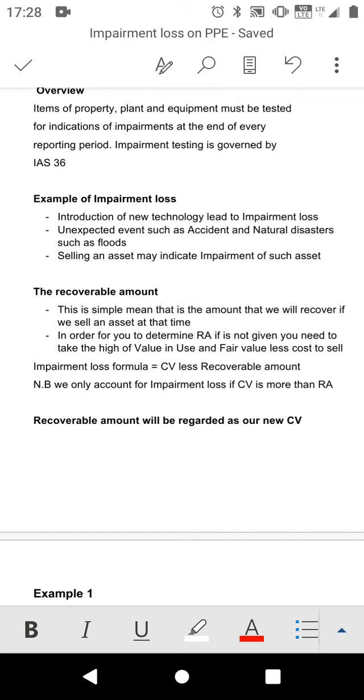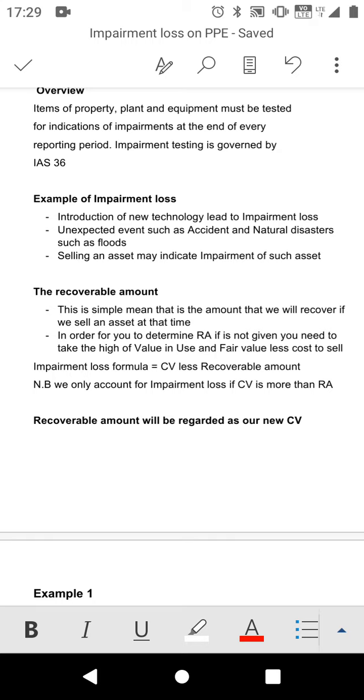Okay, so a recoverable amount may come in different ways. You can be given the recoverable amount, then you calculate impairment, or they give you the fair value less cost to sell, or with what? With value in use. In that case, you have to pick one. The principle says that in order to determine the recoverable amount, if it's not given, you need to take the higher value between value in use and fair value less cost to sell. You have to take one between those two.